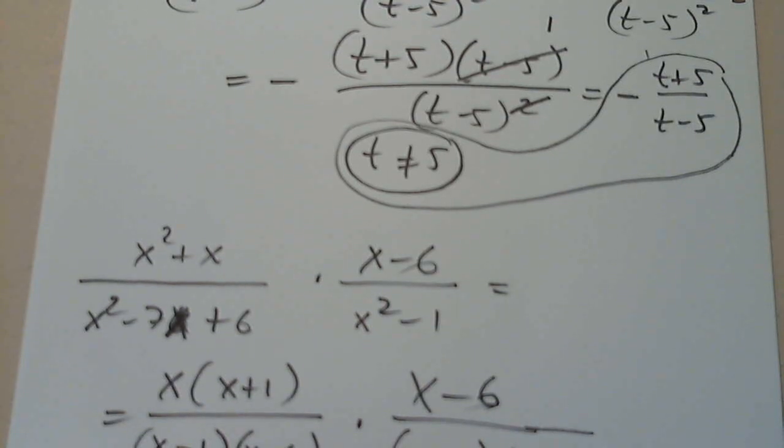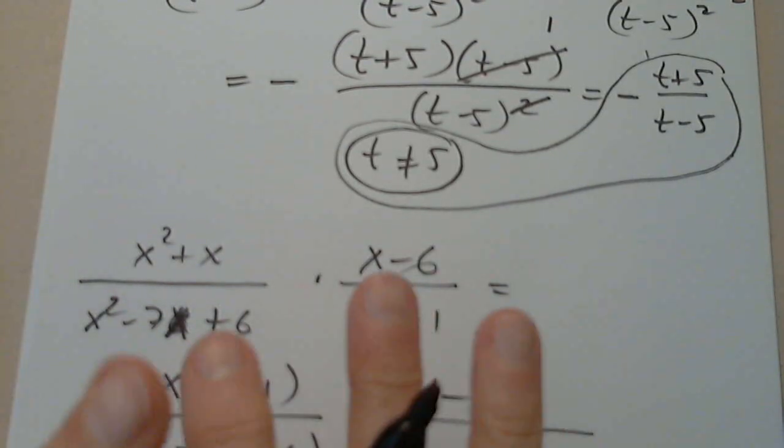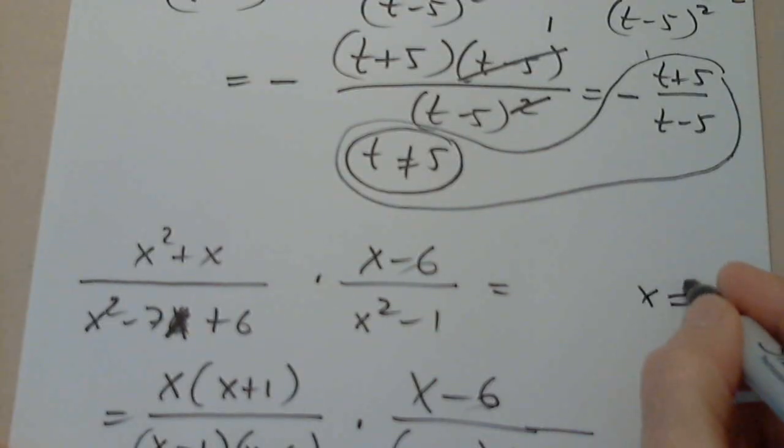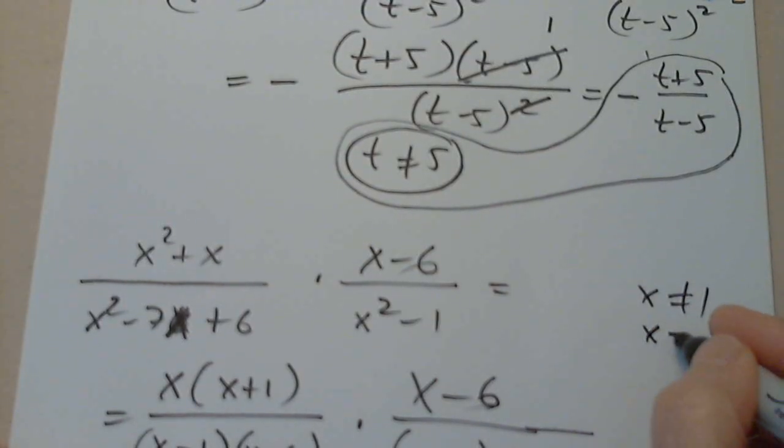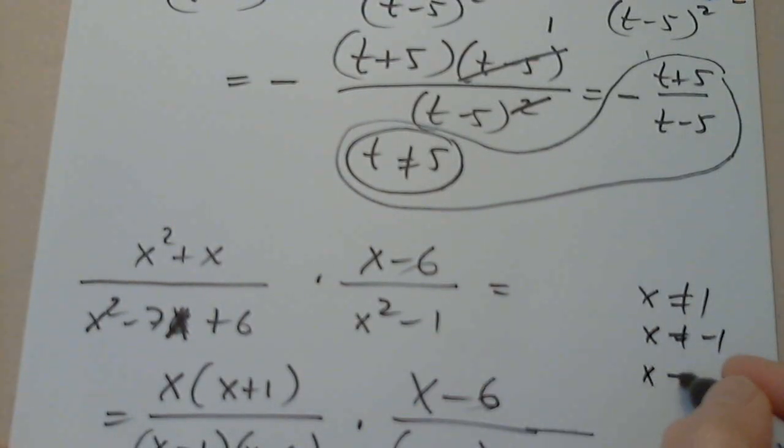I have 1, 2, 3 restrictions to write. I don't touch anything before I write that x cannot be 1, x cannot be negative 1, and x cannot be 6.